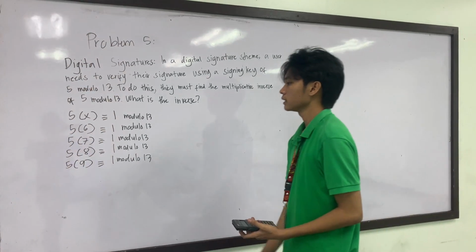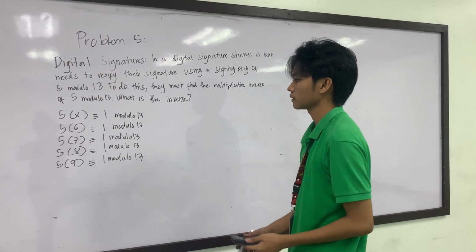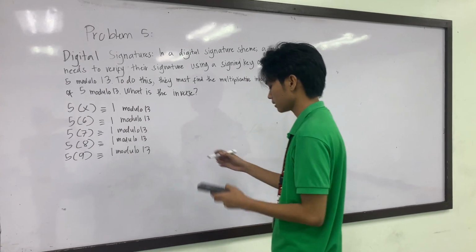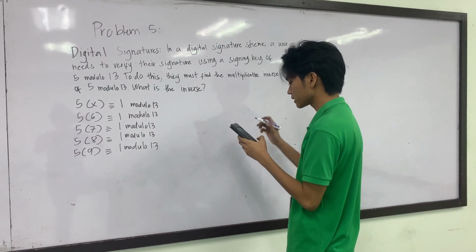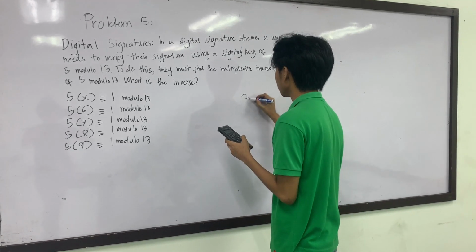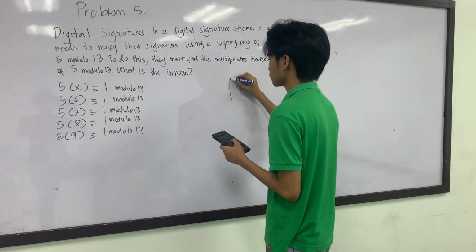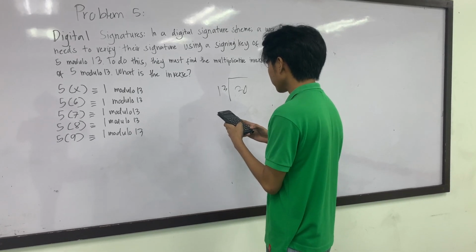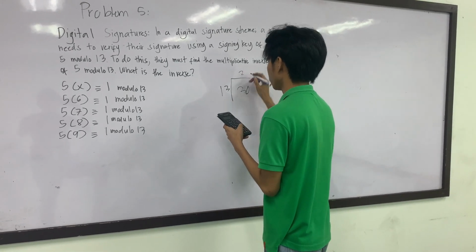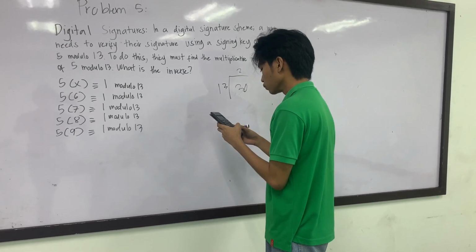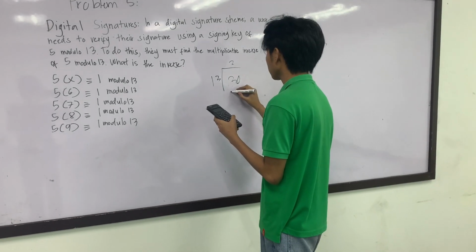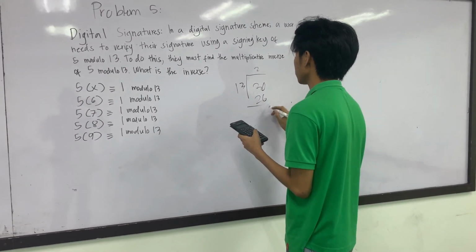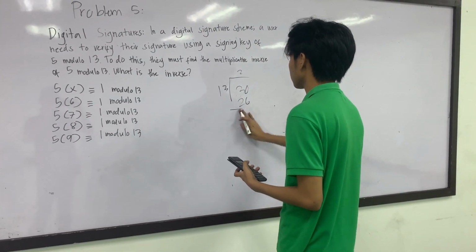First, let's try 6. 5 times 6 is 30. 30 divided by 13 is 2. 2 times 13 is 26. So still not the inverse.